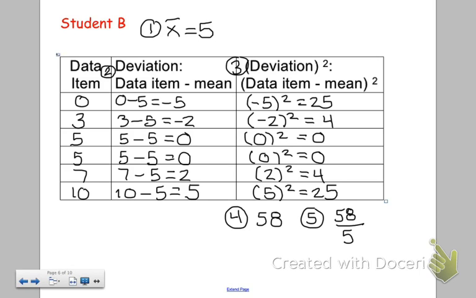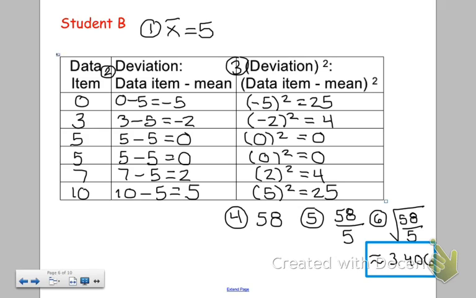Okay. Now 58 divided by 5 doesn't simplify nicely like our previous example did. So we'll just leave it just like it is. And then in step 6, we're going to take the square root of 58 over 5. This is something you can enter into your calculator, and we get approximately 3.406.